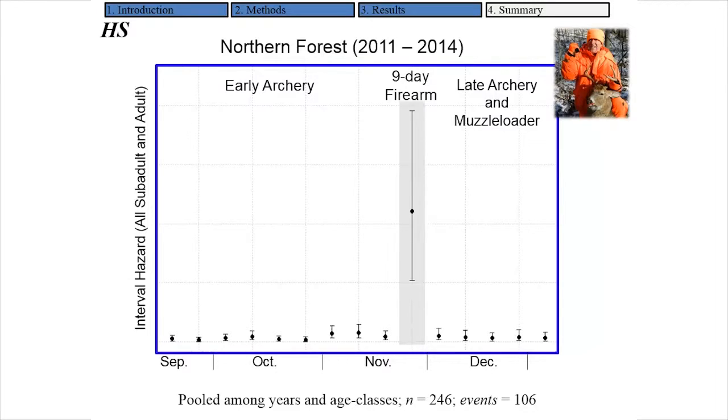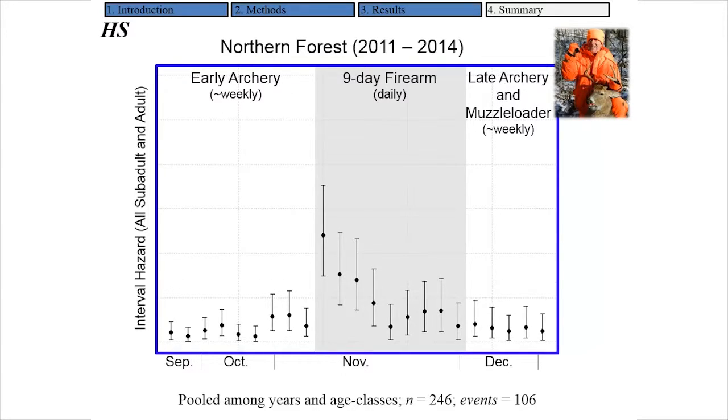So quickly, just looking outside the season, I used a random effect to smooth outside the season and then a different random effect inside the season. Not much going on except for, as you'd expect, maybe late October, early November during the peak of the rut. Archers are much more effective at shooting some of these bucks in the northern forest.